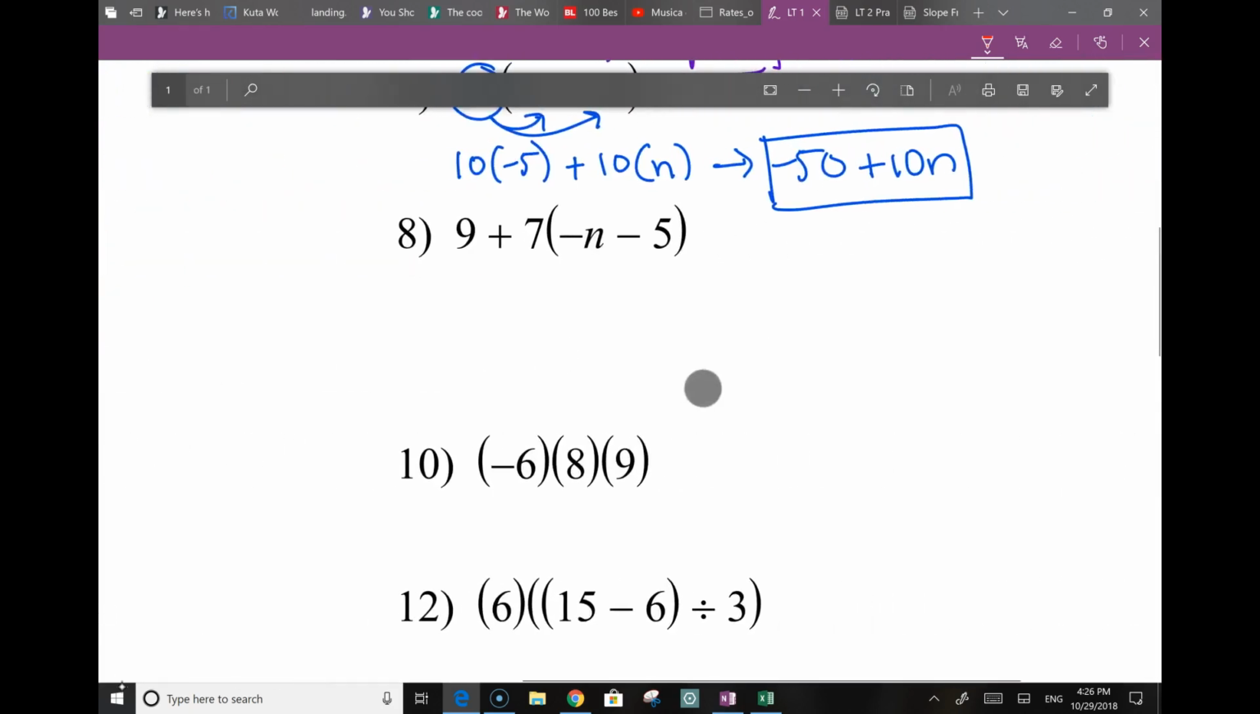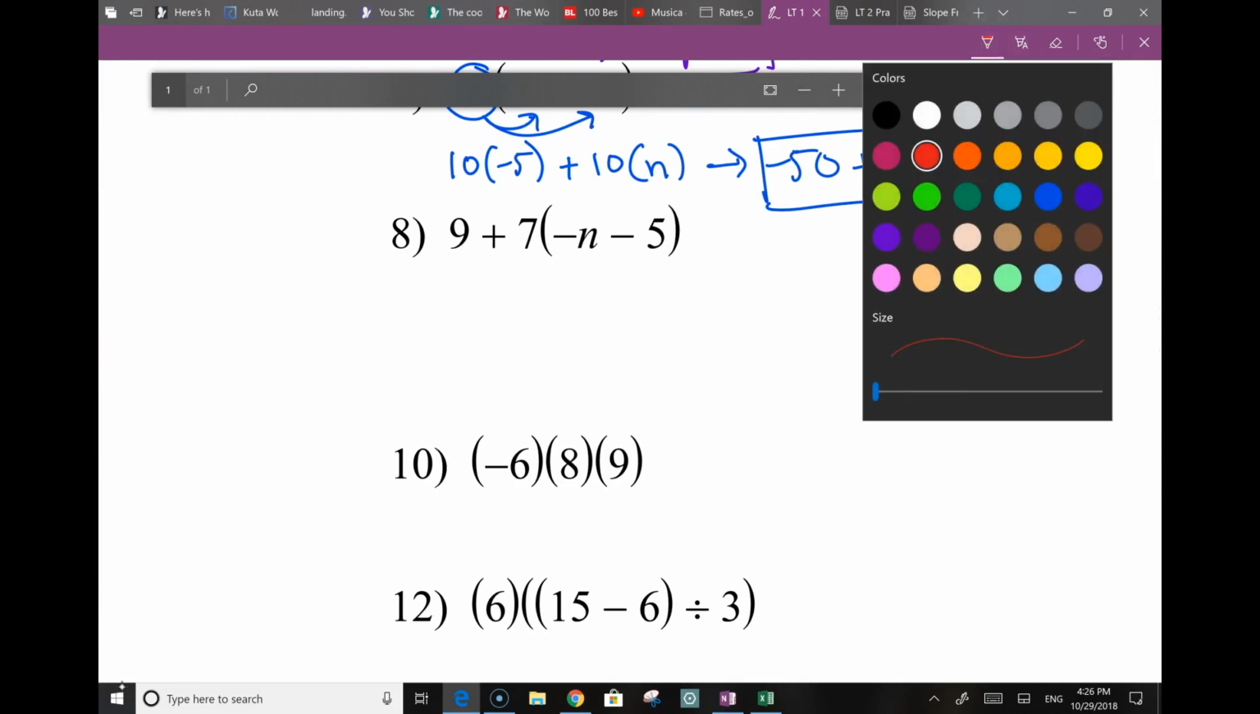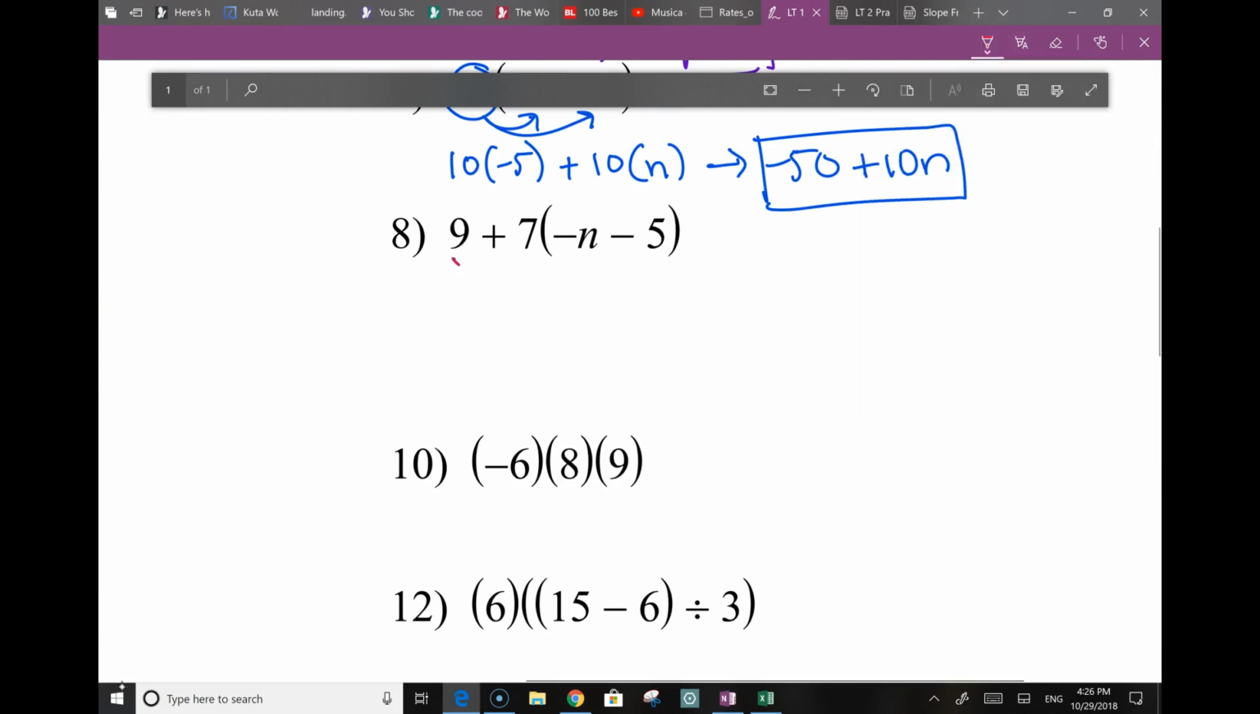Number 8. A great temptation for people is to look at that 9 plus 7 and think, oh, 9 plus 7 is 16. Easy. But you don't want to jump right in and add those. And the reason is because this 7 that you see over here, this +7, is actually multiplying with the group, the -n minus 5. And because it's multiplying, you think about the order of operations, and I'm going to put that again over here.